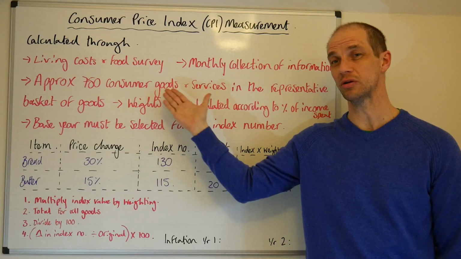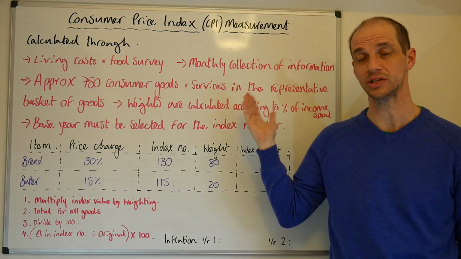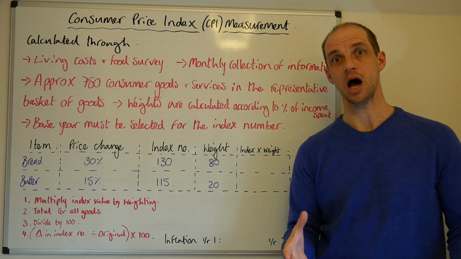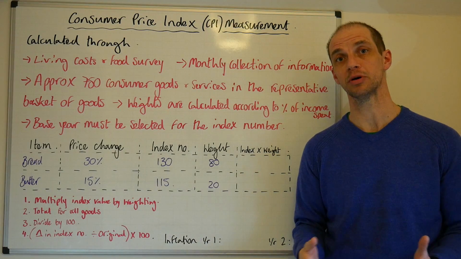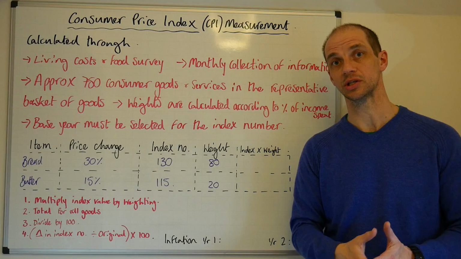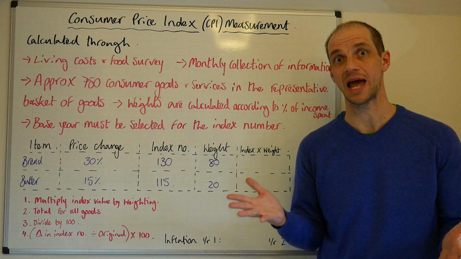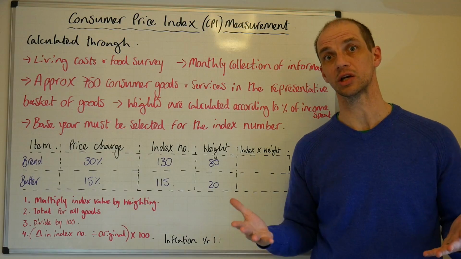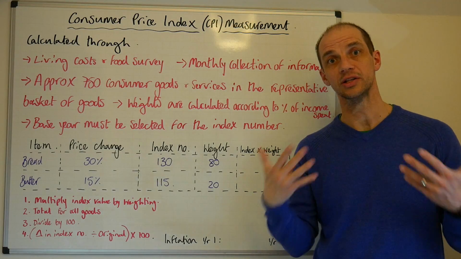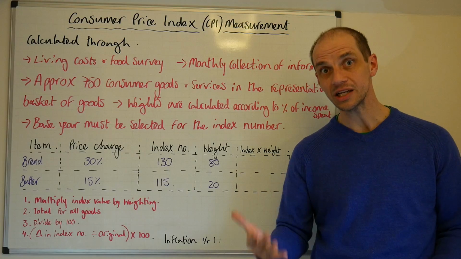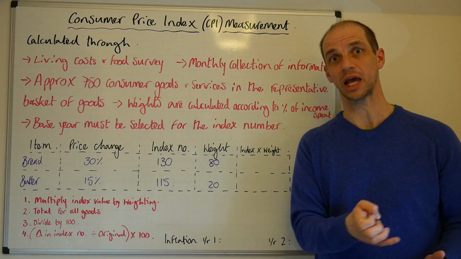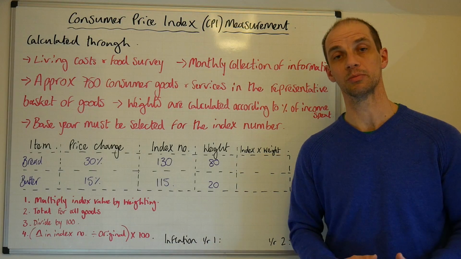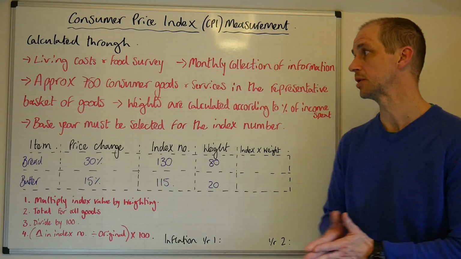Approximately 750 consumer goods and services are in that representative basket of goods, which are common everyday purchases in most instances for households across the land. Okay, these goods and services will be updated as the economy changes, and so therefore goods that are less relevant will be taken out and substituted with more relevant goods which are becoming more important to consumers and households.